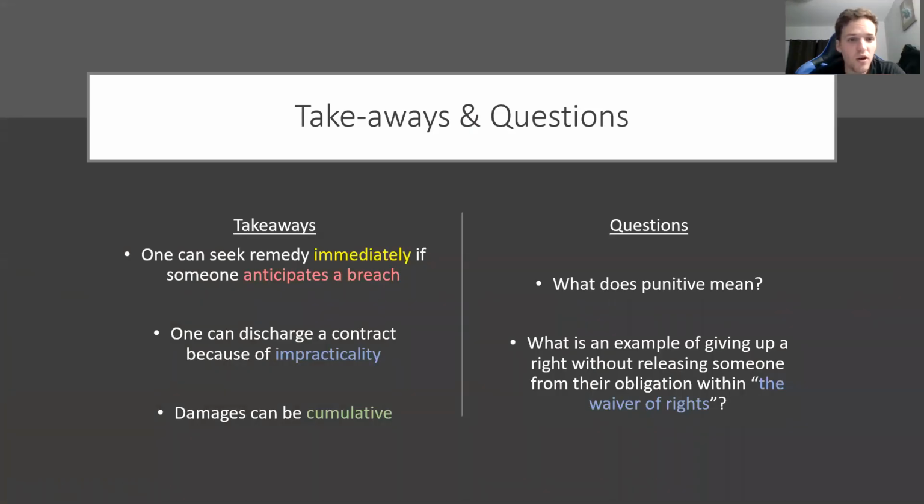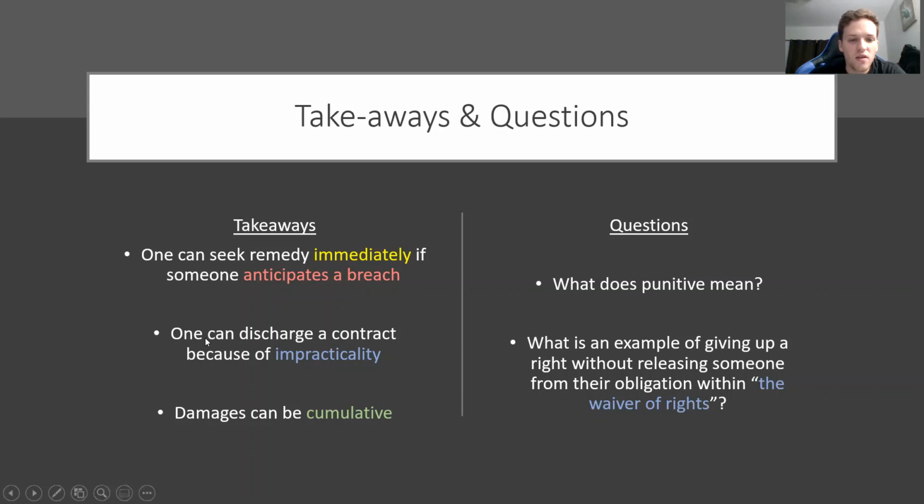And lastly, here are my takeaways and the questions that Kim gave me. My first takeaway that was pretty big was that one can seek remedy immediately if someone anticipates a breach. I really didn't know that you could do that. I didn't think that that was reason enough to take someone to court, or to be able to be paid for the differences between prices because you expected something to be done and you had to find someone else. That's just really nice for a lot of things that unfortunately happen in our society.